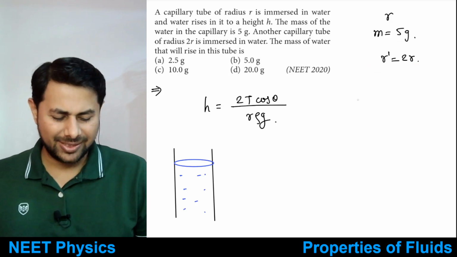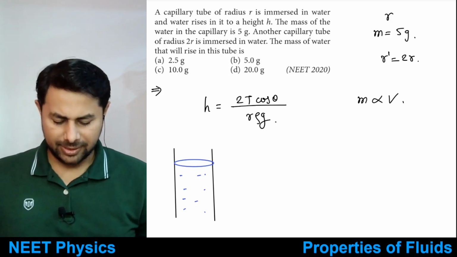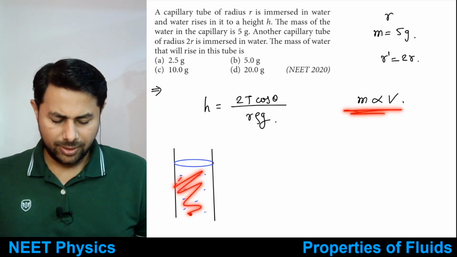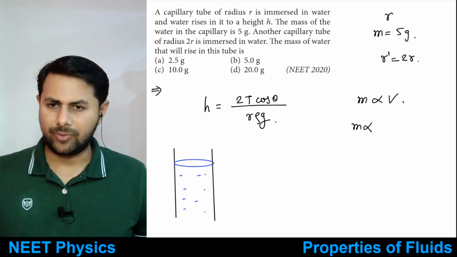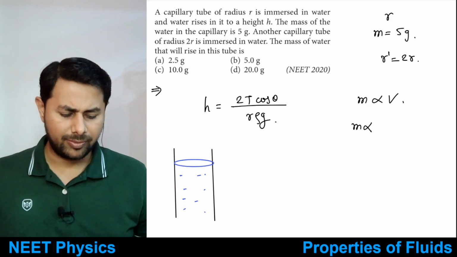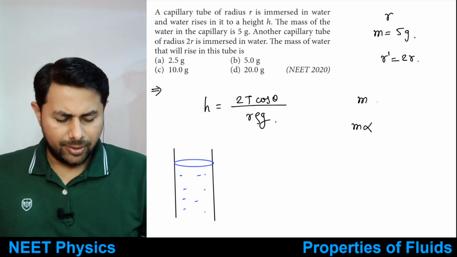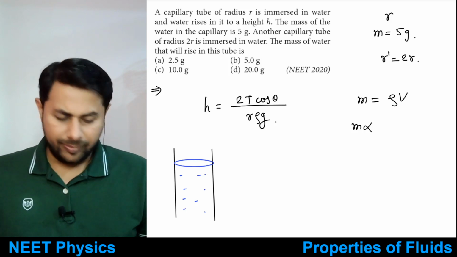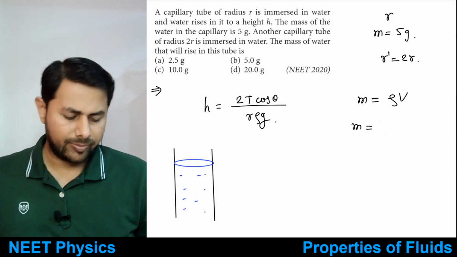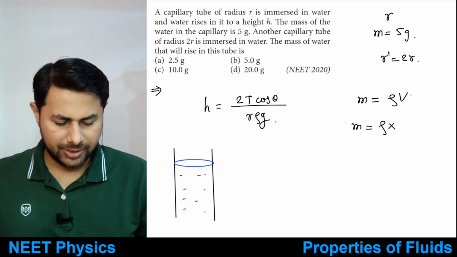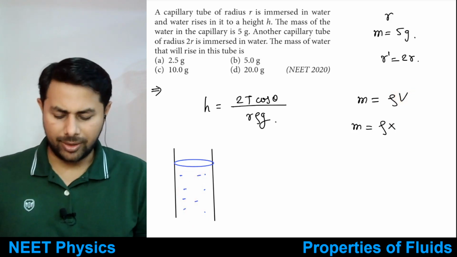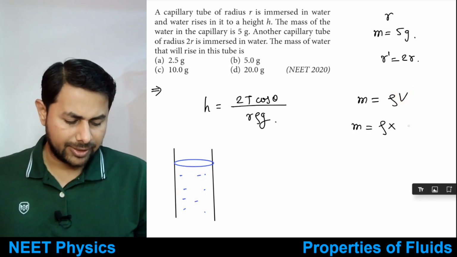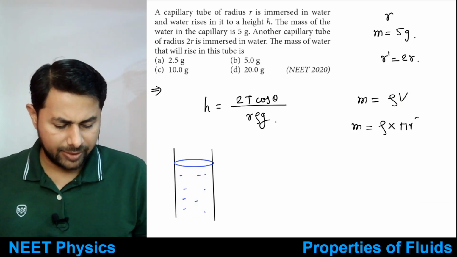So we know that mass is directly proportional to what? Volume. Mass is directly proportional to volume, because mass is density times volume. So this liquid will have some volume. Let me write mass is equal to density times volume. Density is constant. So mass is equal to rho multiplied by the volume of the cylindrical column, the volume of the liquid column. So that is pi r square times h.